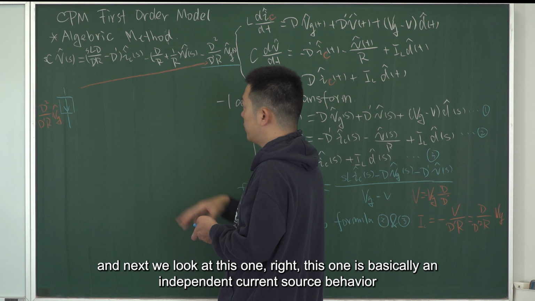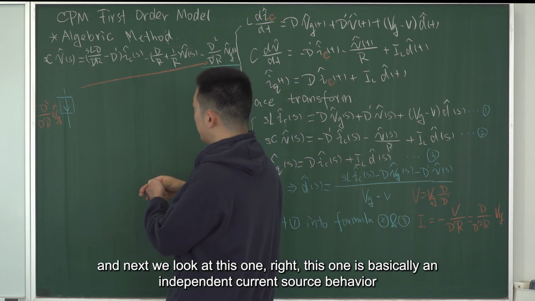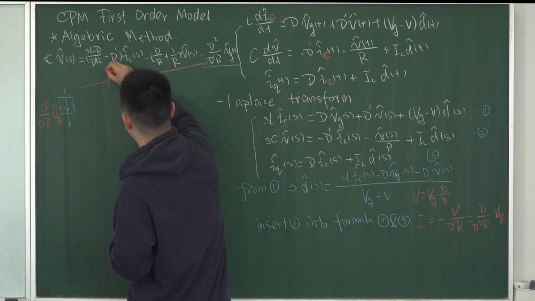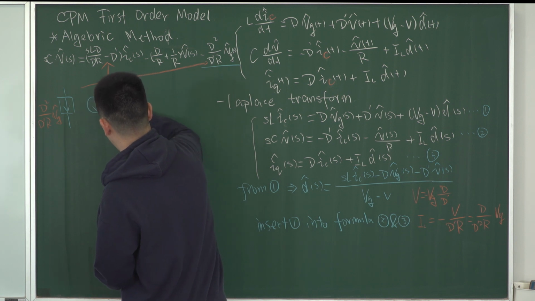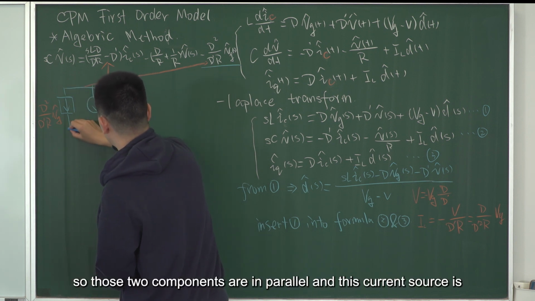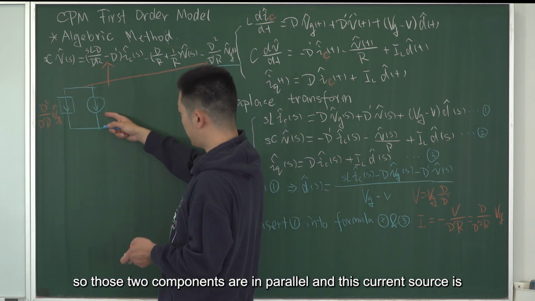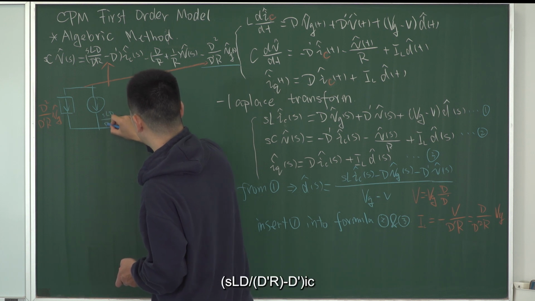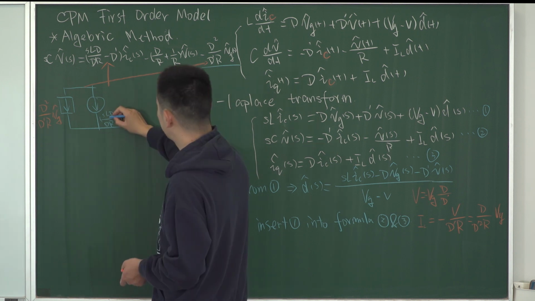And next, we look at this one, right? This one is basically an independent current source behavior. So those two components, they are in parallel. And this current source is SL D over D prime R minus D prime times IC, the controlling current.